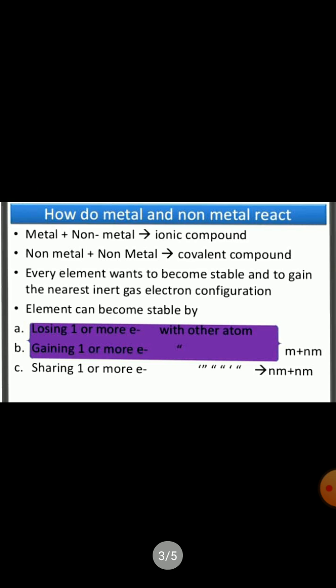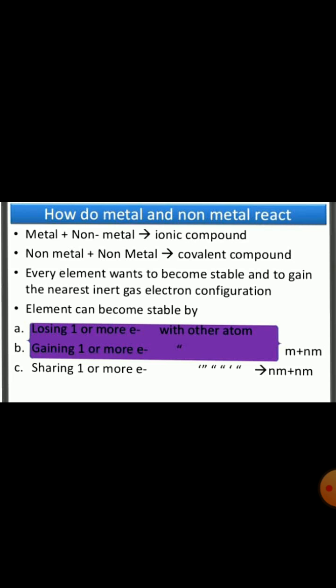Now, how do metals and non-metals react? Metals generally react with non-metals to form ionic compounds. Ionic compounds are the compounds formed by the complete transfer of electrons from one atom to another. And when non-metals combine with non-metals, they form covalent compounds, a covalent bond. That is the bond formed by the sharing of electrons, meaning both of them share electrons with each other. So the bond formed in such a way is called a covalent bond.